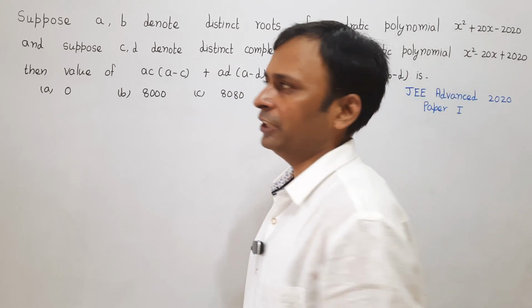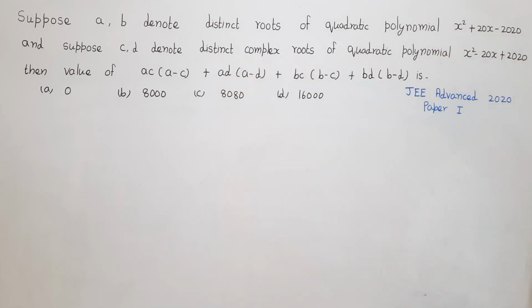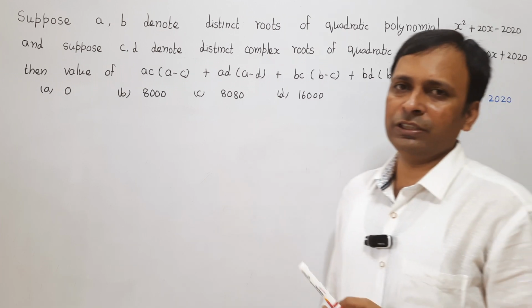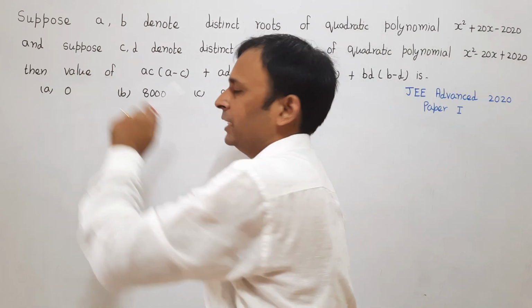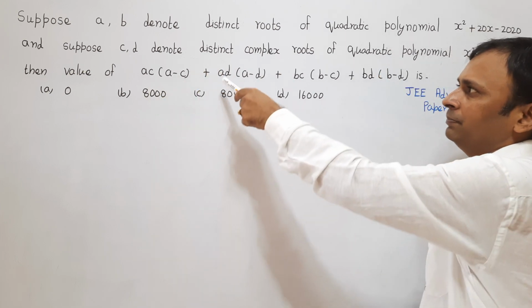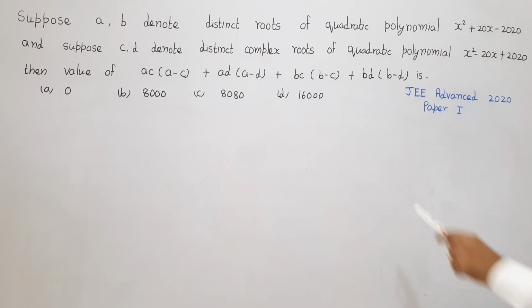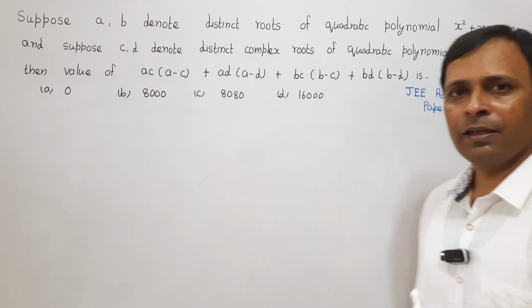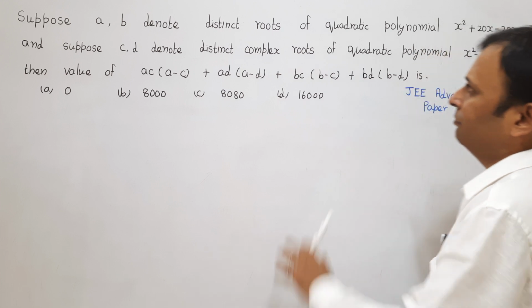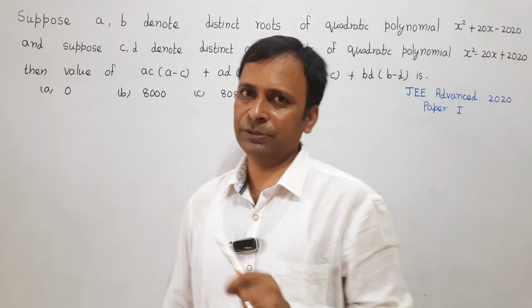and suppose C and D denote the distinct complex roots of the quadratic polynomial x square minus 20x plus 2020. Then we need to find out the value of AC multiplied by A minus C plus AD multiplied by A minus D plus BC multiplied by B minus C plus BD multiplied by B minus D. We have to find out the value of this particular expression.